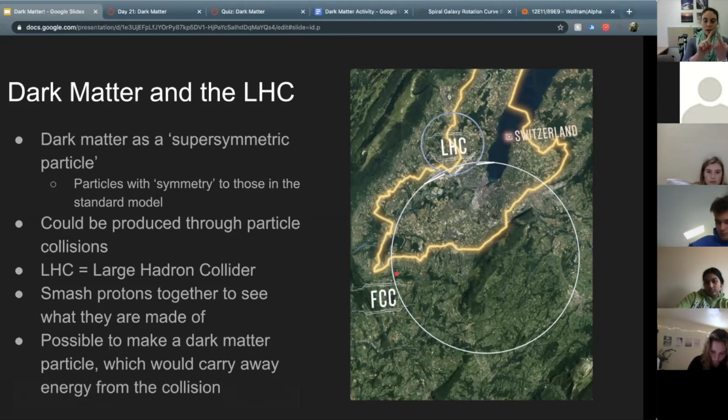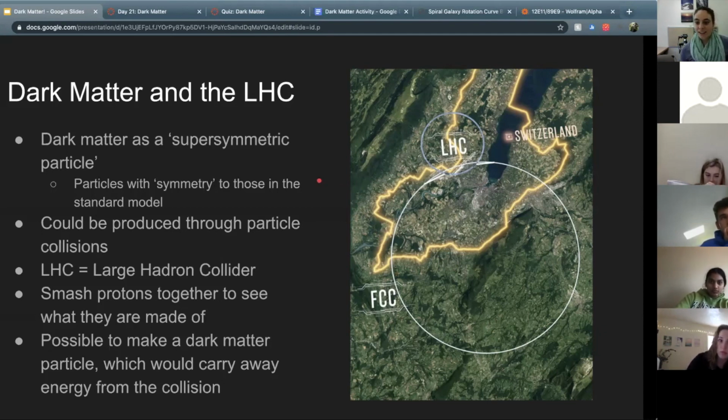So maybe we can detect dark matter through things like DAMA, which are looking for the WIMP wind. Maybe we can detect dark matter through things like the Axion Dark Matter Experiment, which is looking for these axions spontaneously turning into photons. And maybe we can detect dark matter by looking for missing energy at the Large Hadron Collider, whichever particle you want it to be.